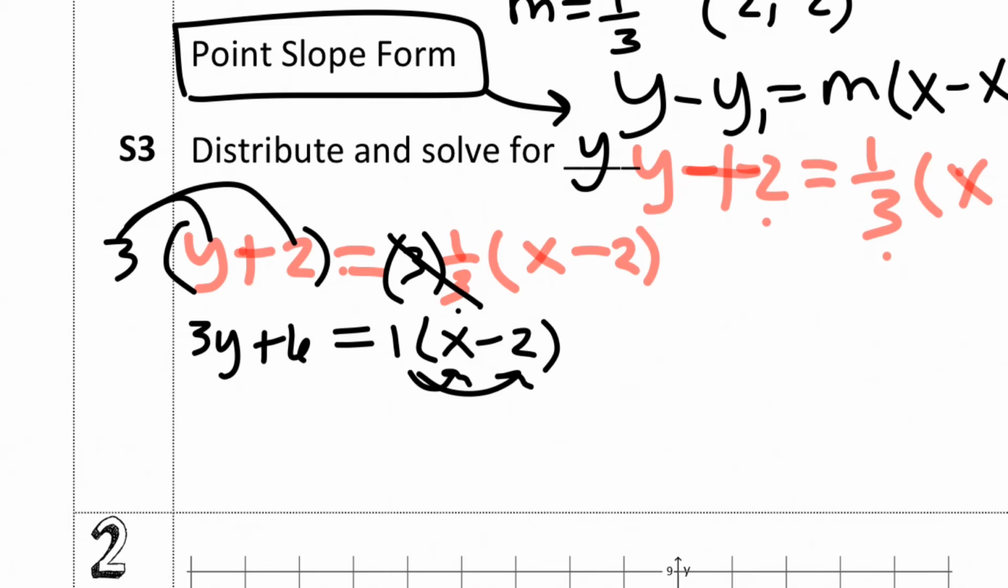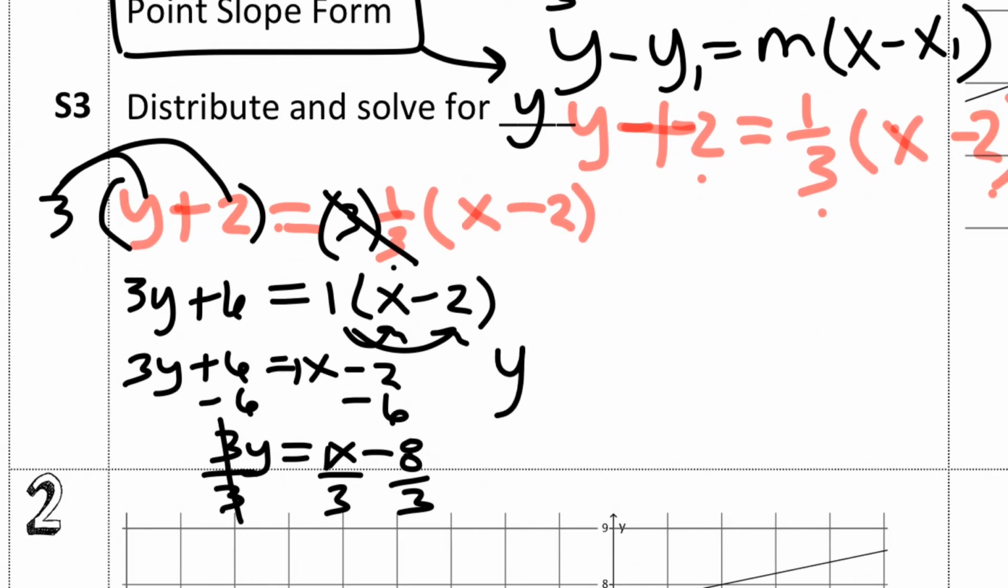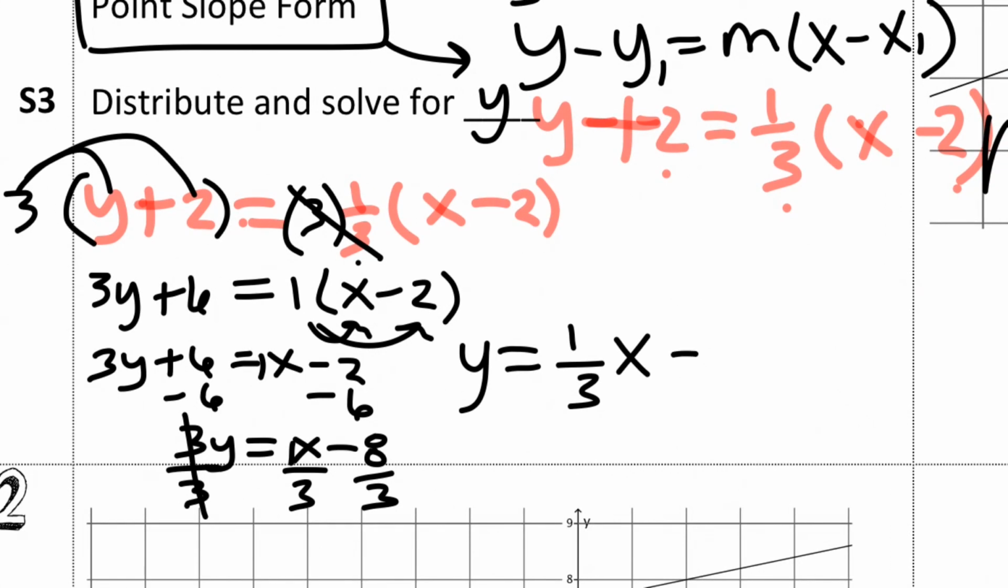Okay, so hopefully you did that. We have 3y plus 6 equals x minus 2. To get y by itself, we need to subtract 6 from both sides. And we get 3y equals x minus 8. And then we have to divide every single thing by 3 to get the y by itself. So here's the part where I told you you're going to have fractions in the end, but you won't have to work with the fractions. You'll just have to write them down in the end. So we end up with 1/3 x minus 8/3, and that's our final answer.